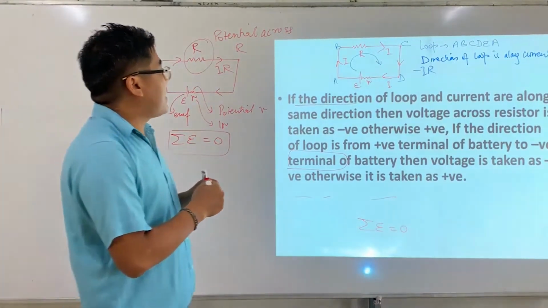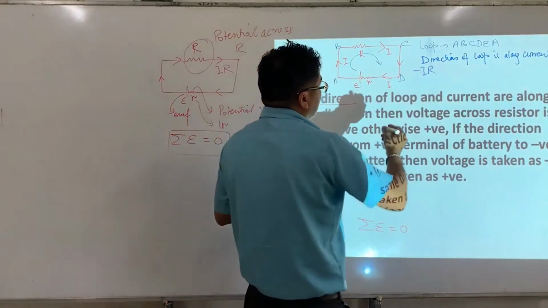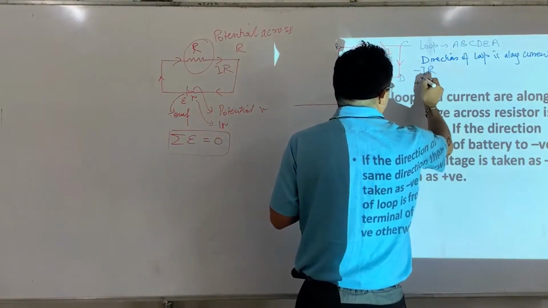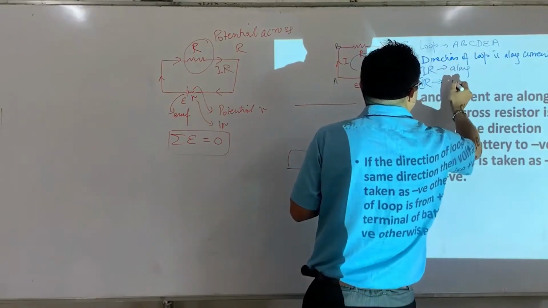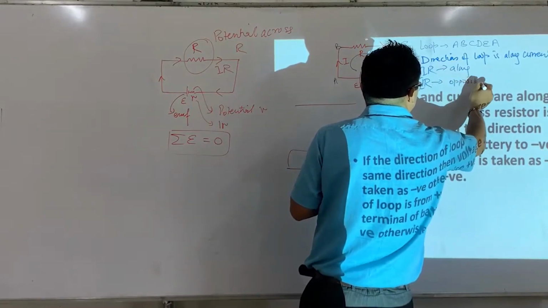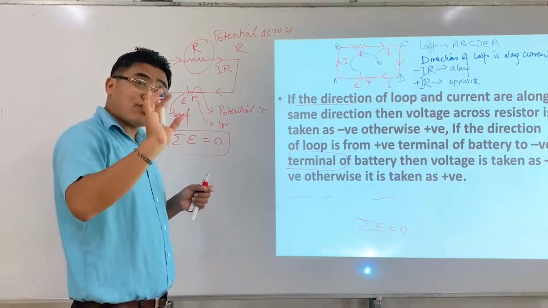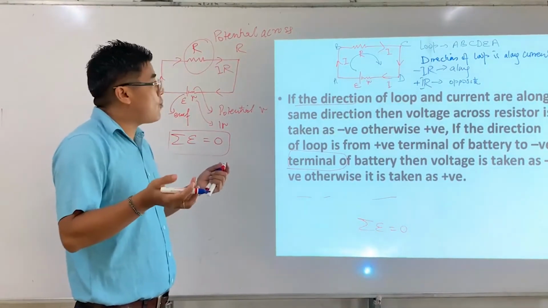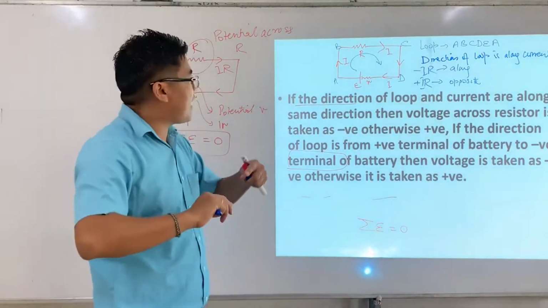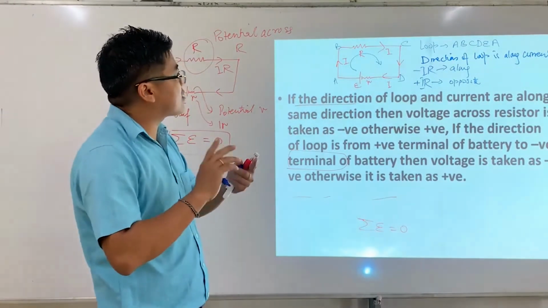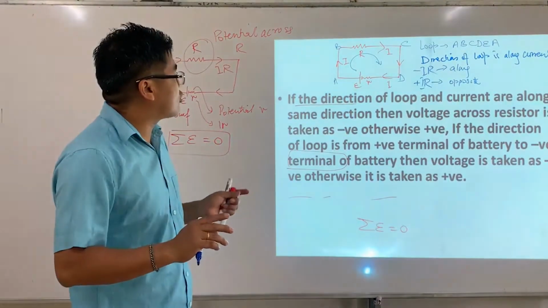Alright, so if the direction of a loop and the direction of current are opposite, then this IR becomes plus IR. So in one case the directions are along, and in the other the directions are opposite. This you should keep in mind. Whenever you draw a loop, it is up to you how you choose it. Once you choose a loop, you just see whether the direction of loop and the current are opposite or along. If it is opposite, then IR is positive. If it is along, then IR is going to be negative.